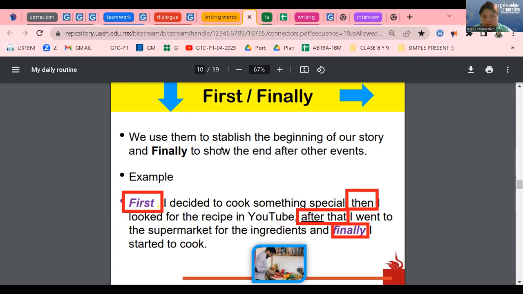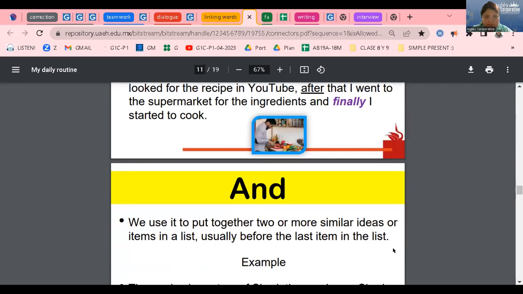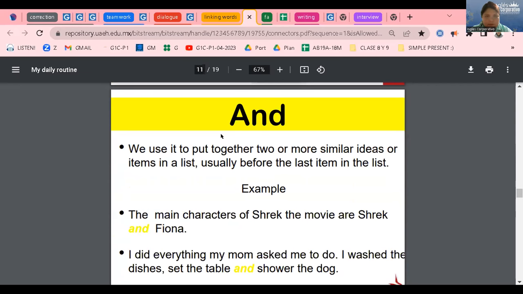Ok, seguimos ahí más abajito. Empezamos con in. Vamos a verlos uno por uno. In, vamos. Francisco, help me with the definition. In. We use it to pair two or more similar ideas or items in a list, usually before the last item in the list.